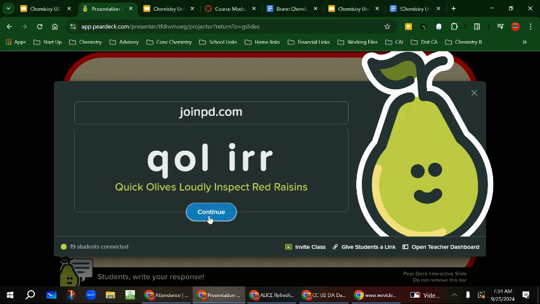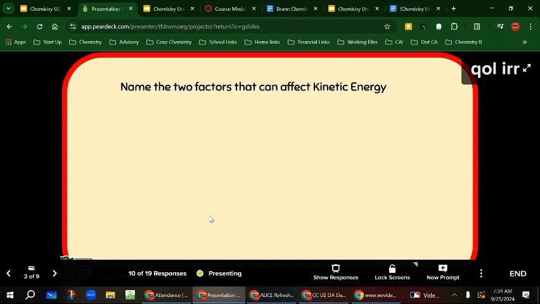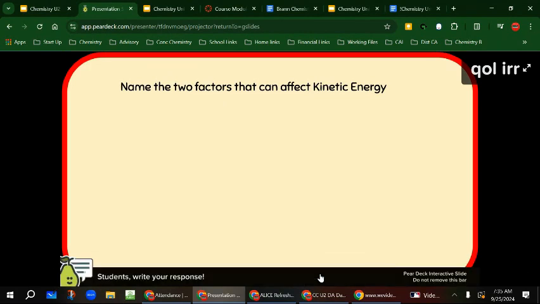All right, so here we go, ladies and gentlemen. Let's review a little bit some of the things that we learned yesterday. Name the two factors that can affect kinetic energy. So what two things, ladies and gentlemen, can affect kinetic energy? So type in your two answers, please.